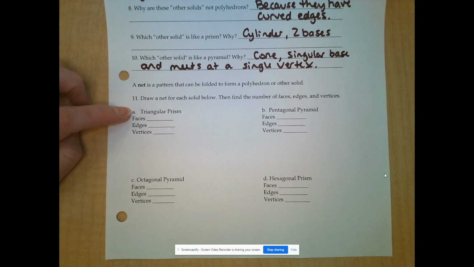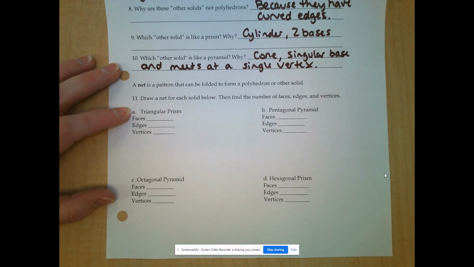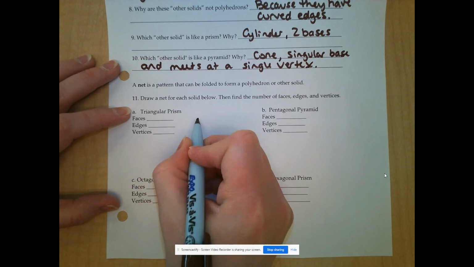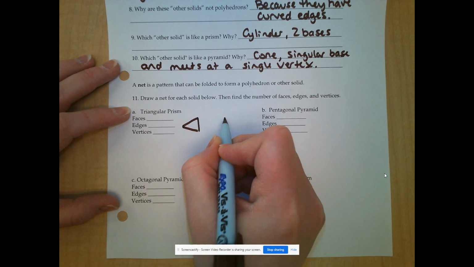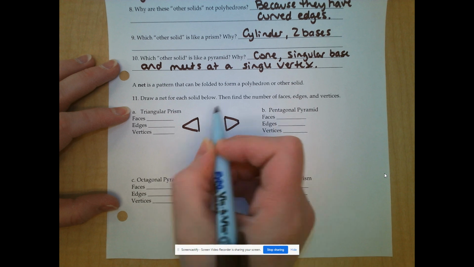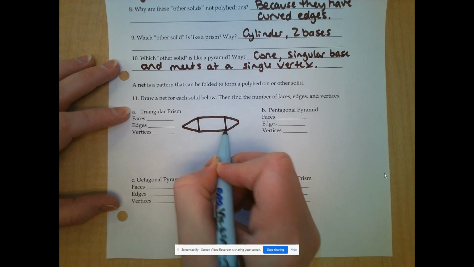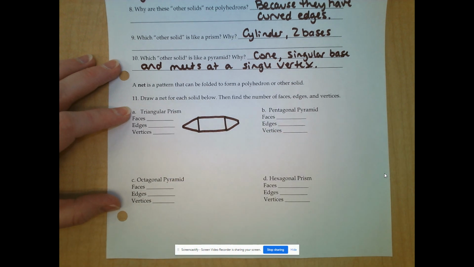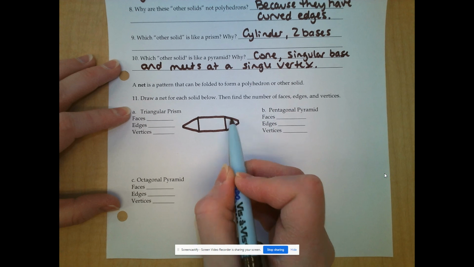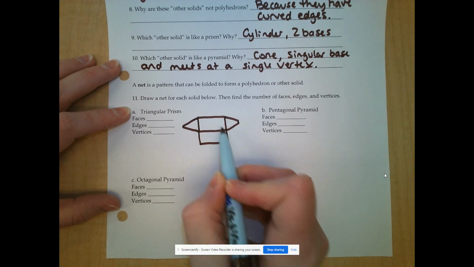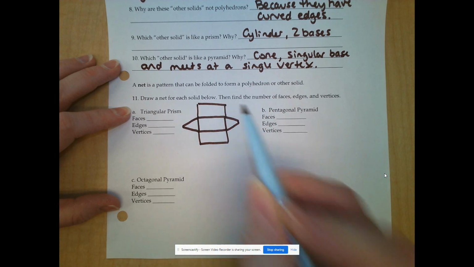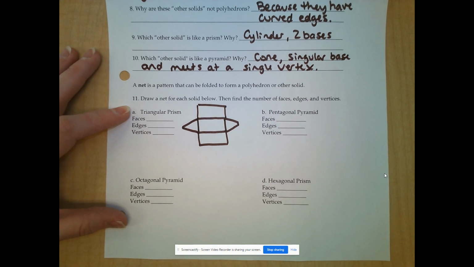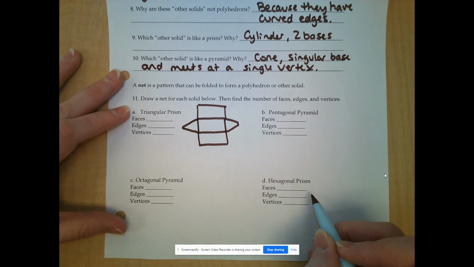Well, in order to do a triangular prism, you'd have to think about it's got 2 triangular bases, and one's on the bottom and one's on the top. Those triangular bases are connected by rectangles. And then since a triangle has 3 sides, it's going to take 3 rectangles to connect them. The other one on here that's a prism is the hexagonal prism.